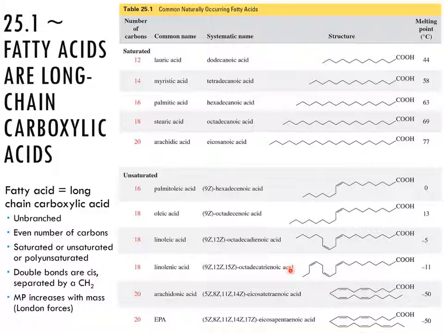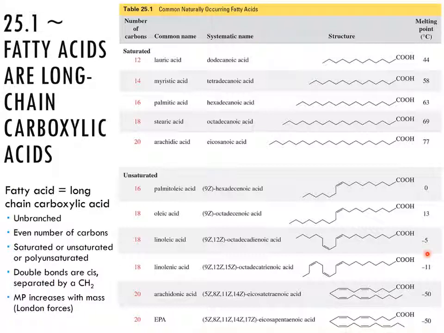The bottom half are unsaturated, so both can occur, and we can label those as saturated, unsaturated, and then these couple on the bottom here, because they have so many double bonds, we would even classify those as polyunsaturated. The ones with the double bonds are all in the cis conformation, and they all have that one CH2 group in between the double bonds.